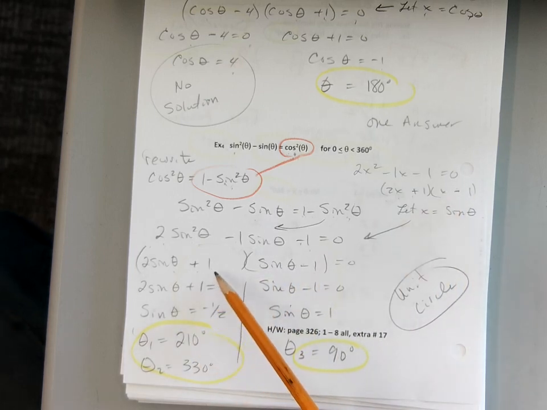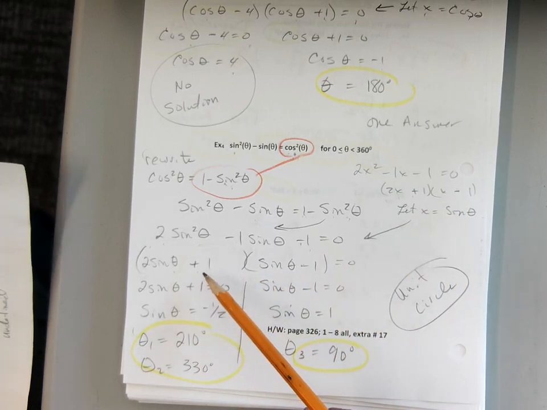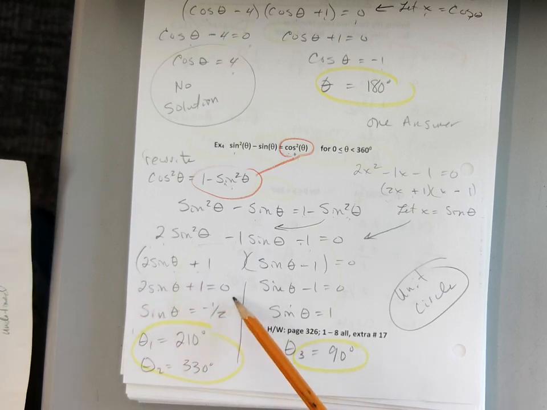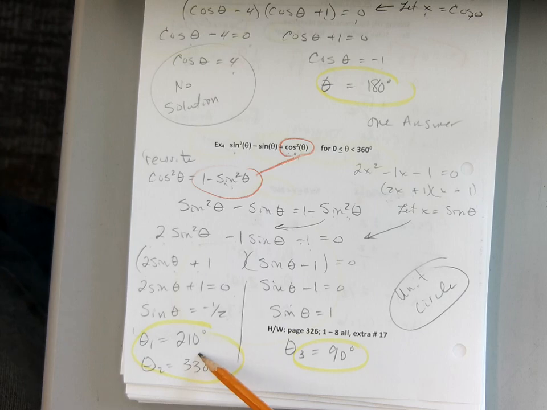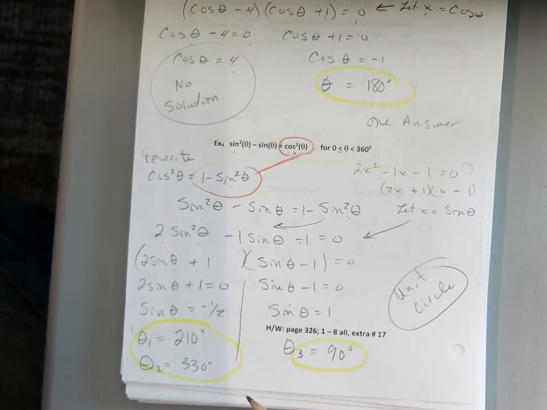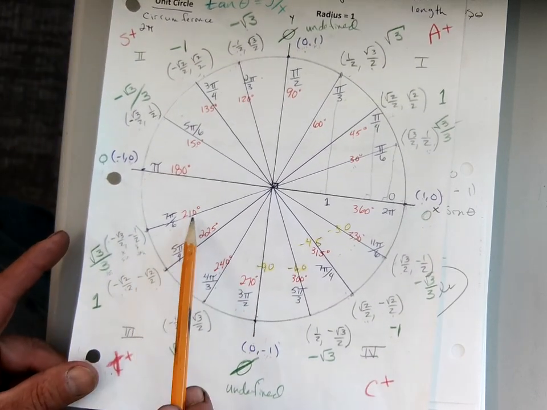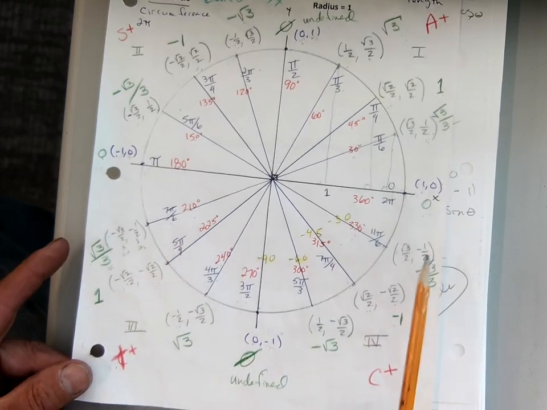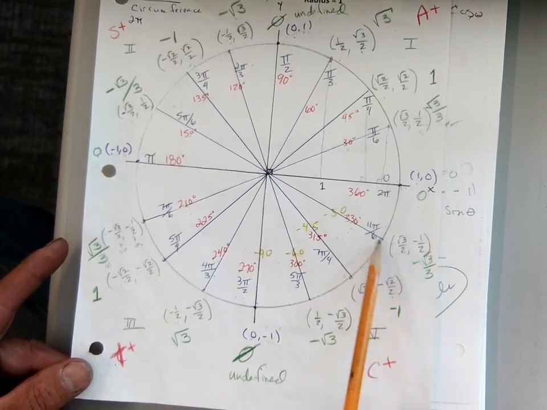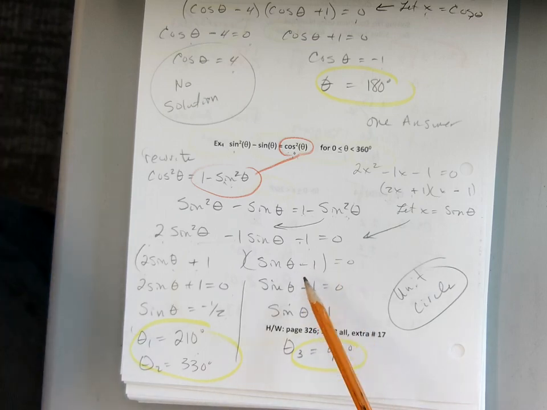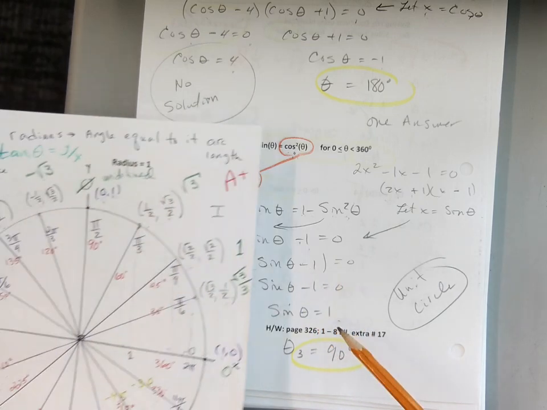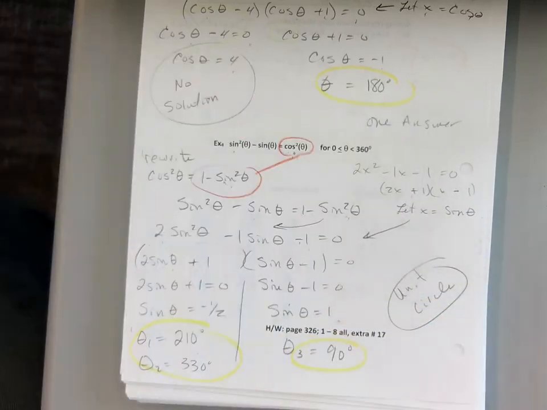And I just solved. Okay, so then 2 little mini equations. 2 sine theta plus 1 equals 0. I subtracted 1, divided by 2. So I get sine of theta equals negative 1/2. Well, that happens here at 210 degrees from my unit circle, and here at 330 degrees. So I've got 2 angles. Then I solve the other little mini equation. I add 1, sine equals 1, up here at 90 degrees. And that's all I have.